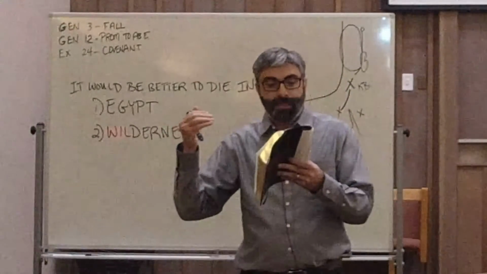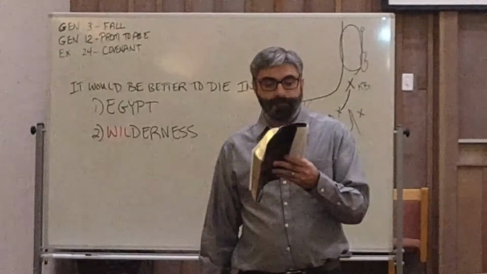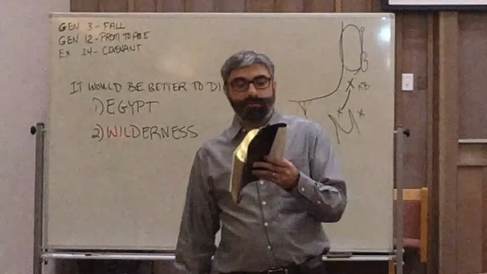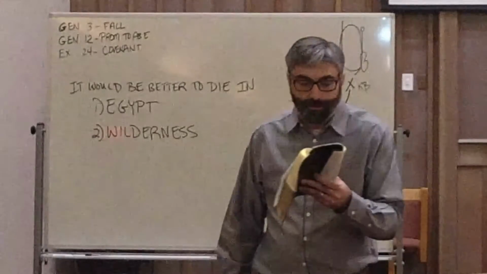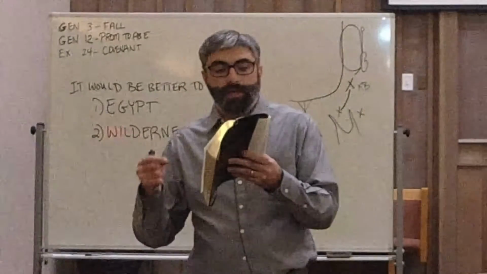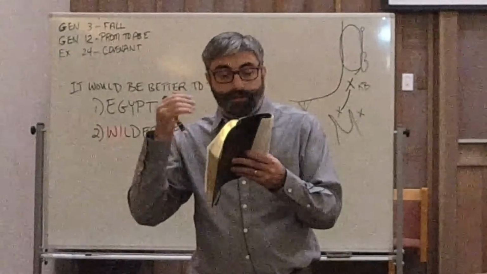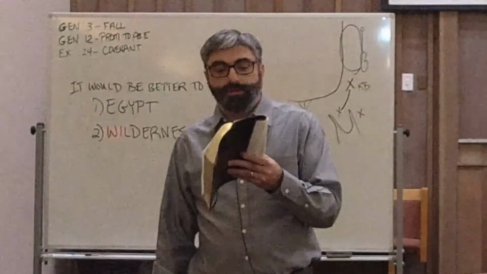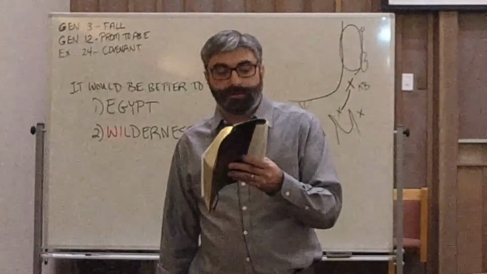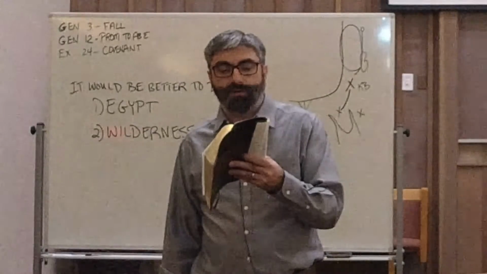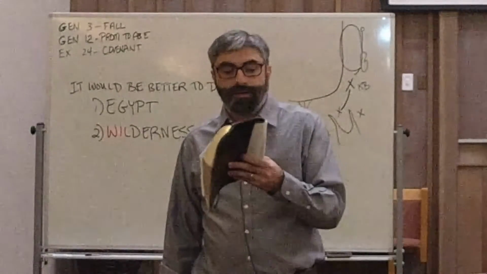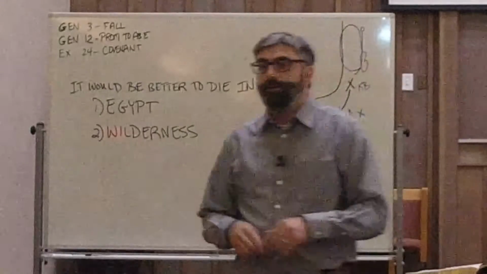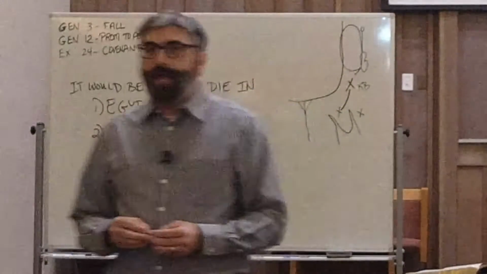But look at verse 18. The Lord is slow to anger, abounding in steadfast love, forgiving iniquity and transgression. He will by no means clear the guilty, visiting the iniquity of the fathers on the children to the third, the fourth generation. So please pardon the iniquity of this people according to the greatness of your steadfast love, just as you have forgiven this people from Egypt until now. Where does that come from?